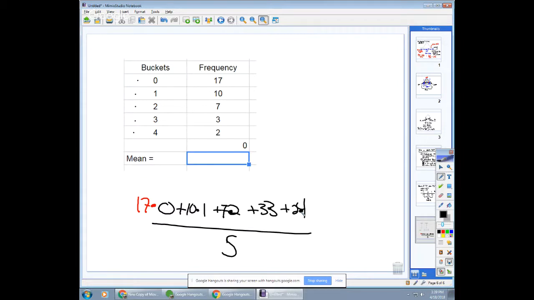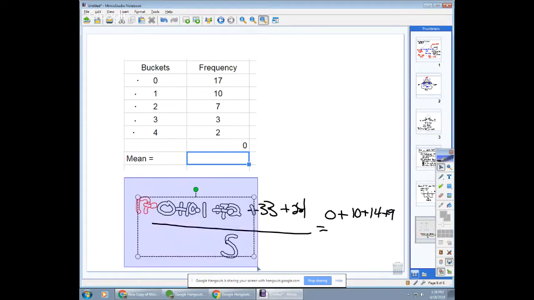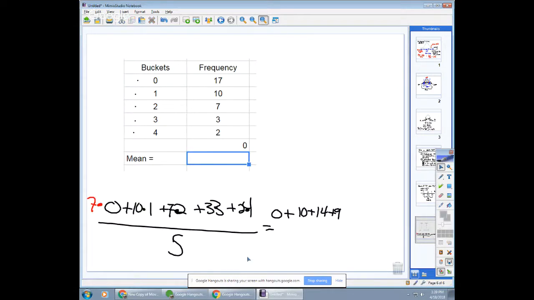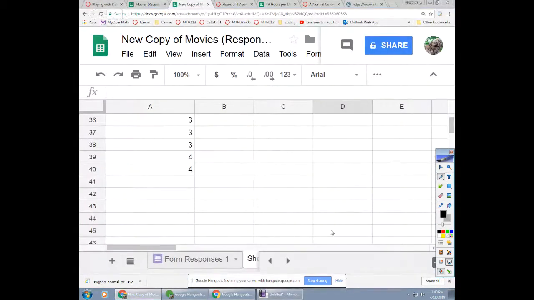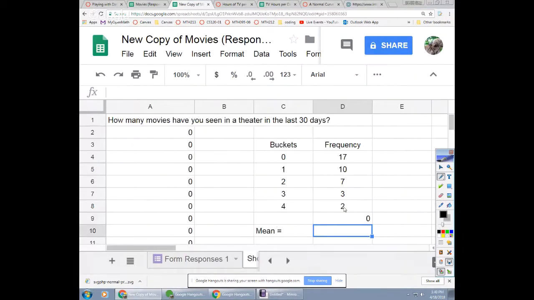So cleaning that up a little bit, I've got 17 times 0 is 0, and 10 times 1 is 10, and 14, and 9, and then 8 more. Now, instead of 5, I have to add up all of the frequencies. What should those frequencies add up to based on what we saw earlier? I think there were 40 rows, let's see. We can add those just to double check. Yeah, it ended in the 40th one.